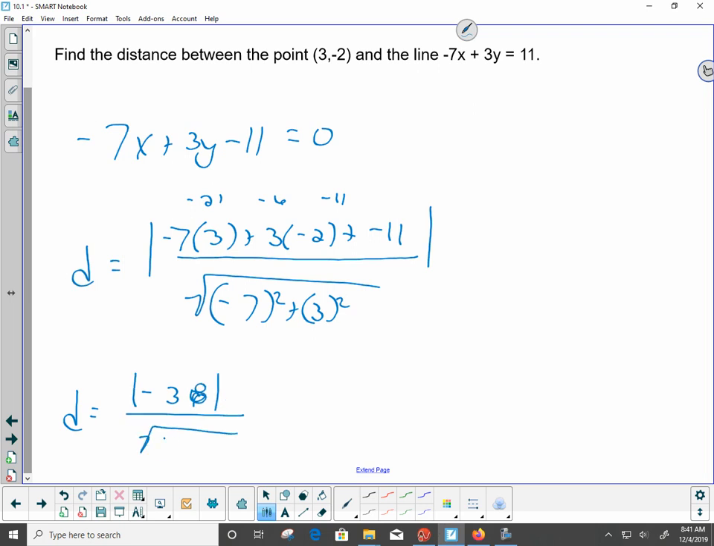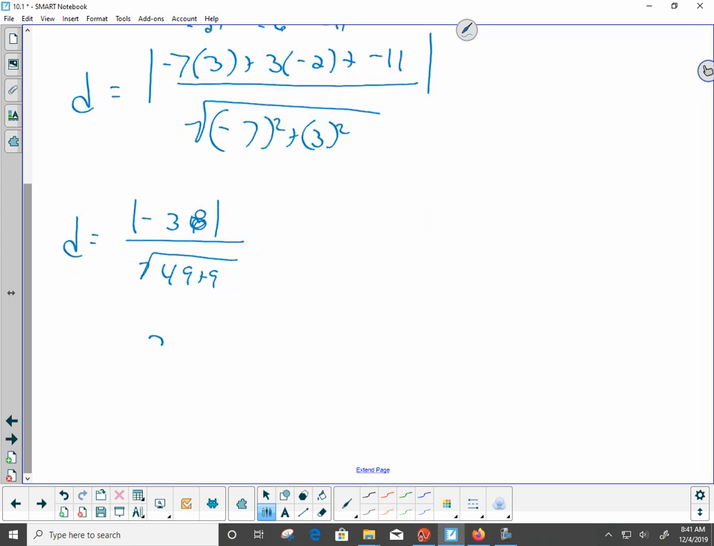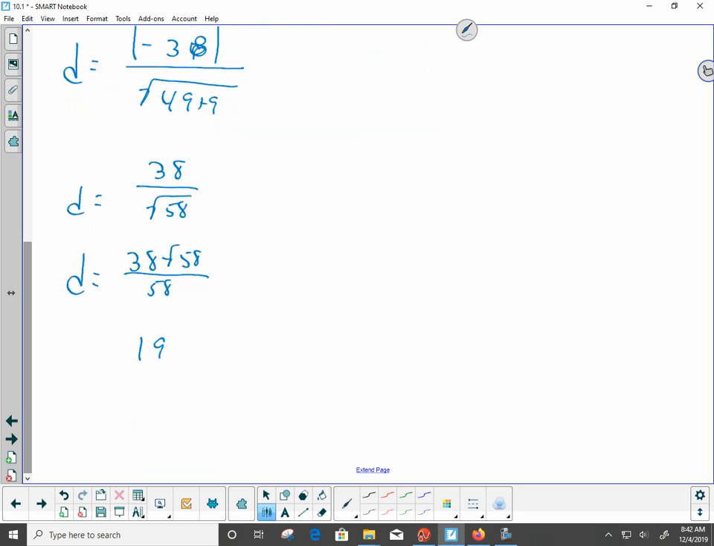And then this is 49 plus 9. So this will be 38 over the square root of 58. There's no perfect squares in 58, is there? No. So, here's where I get torn. I would like you to rationalize, but the next set of problems will tell you not to rationalize, so I'm torn. I like to rationalize, it makes me happy.